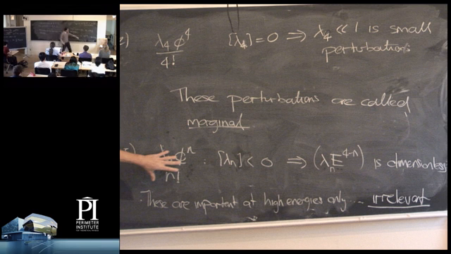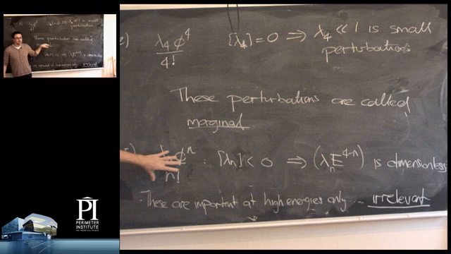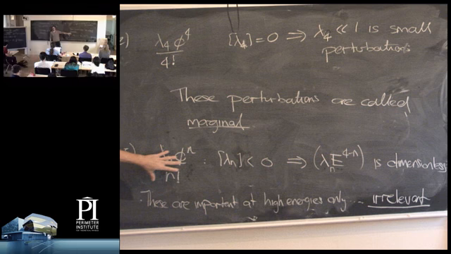Figuring out whether things are irrelevant, marginal, or relevant is simple by just looking at the Lagrangian, but you often don't get the right answer. These categorizations can change because of quantum effects. So if you start computing quantum effects, it can shift operators from relevant to irrelevant, marginal to relevant. Okay, so this is a first order approximation, but these things can change.